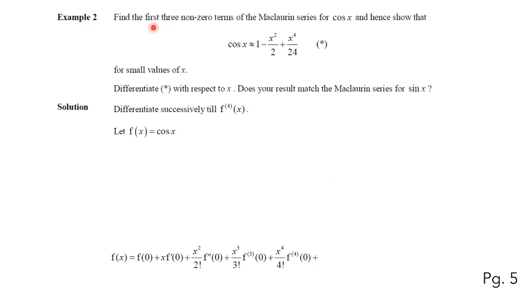In example 2, you want to find the first 3 non-zero terms of the Maclaurin series for cosine x and show that cosine x is approximately this polynomial. Okay, so we'll deal with the second part later.